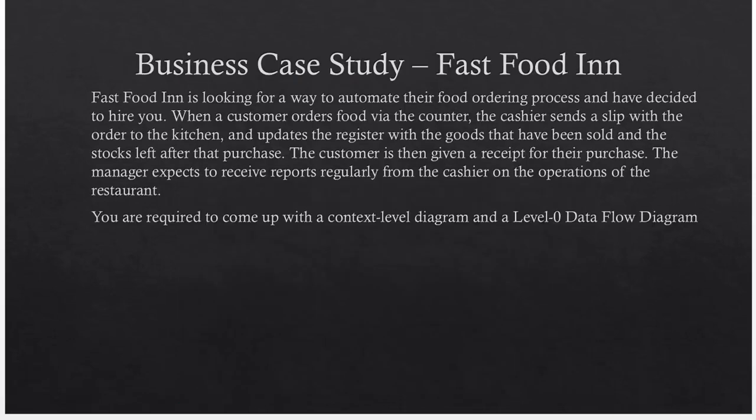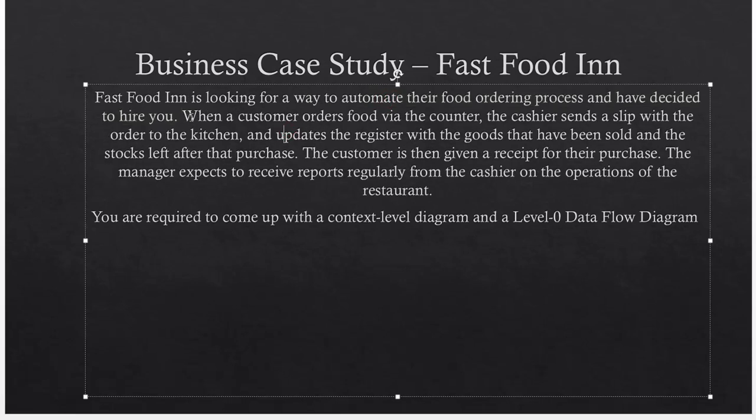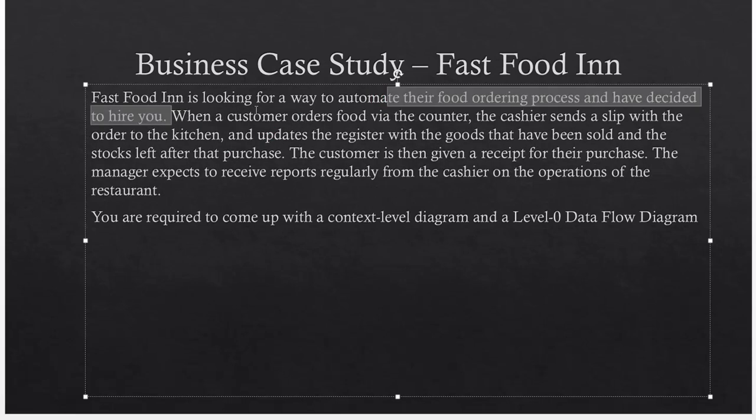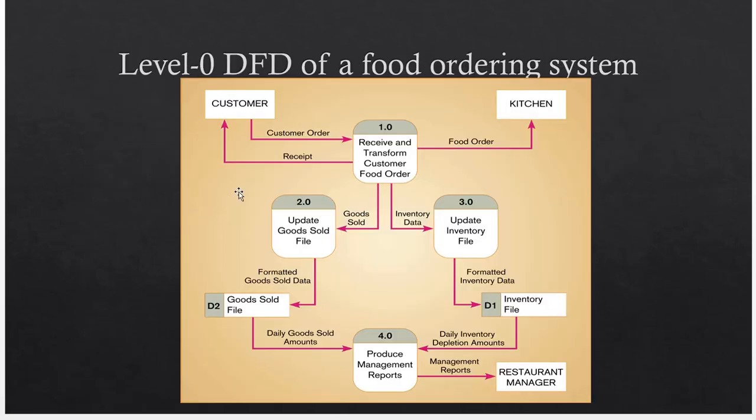And this is part of the business case where we say when a customer orders food via the counter, the cashier sends a slip with the order to the kitchen and updates the register with the goods that have been sold and the stocks left after the purchase. So if you look at our level 0 diagram, we are basically moving from when we receive the customer order, we process it, and then we come up with a food order which we send to the kitchen. And then we also need to update the goods sold file.